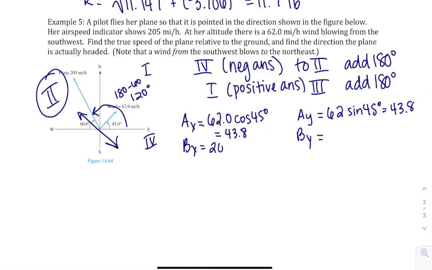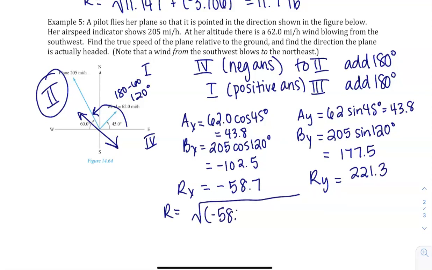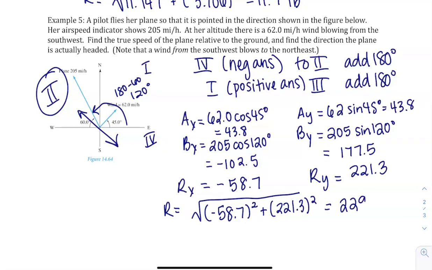So the magnitude here is 205. We have cosine of 120 degrees, and that gives us negative 102.5. And then y, 205 times sine of 120 degrees, and we're looking at 177.5. What's the result for the x? Negative 58.7. What's the result for the y? It is 221.3. So overall, this vector is going to have negative 58.7 squared plus 221.3 squared, and that is going to equal about 229.